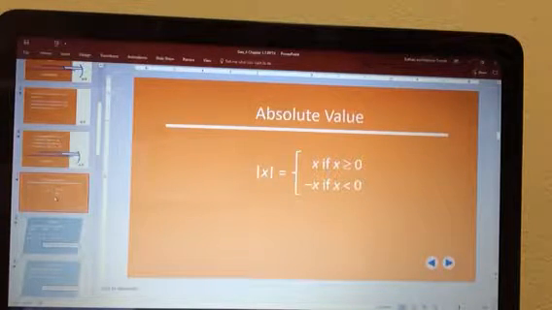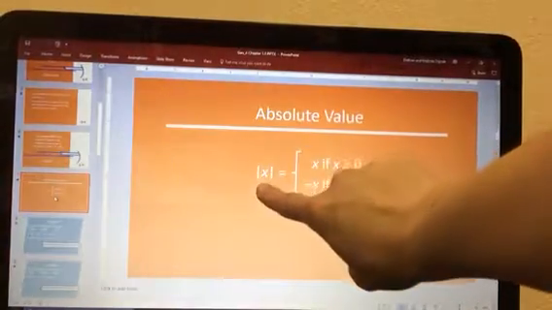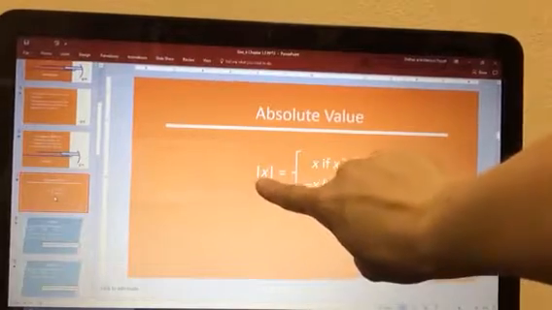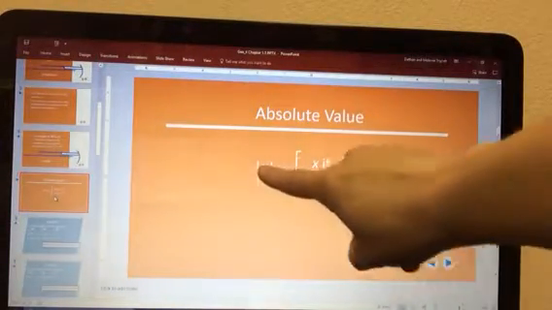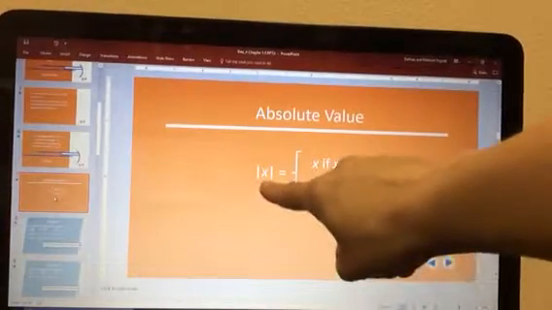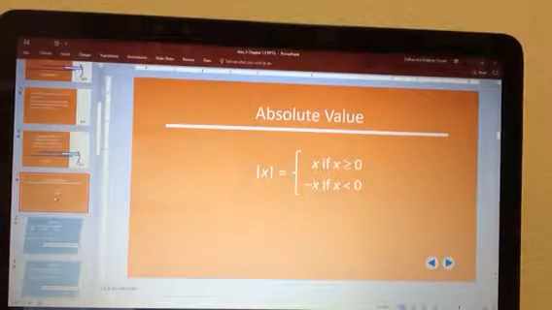The absolute value is always going to be greater than or equal to 0 if the number inside the absolute value bars is a positive number. If the number inside the absolute value bars is a negative number, then the absolute value can be less than 0. So a decimal value or a fractional value.